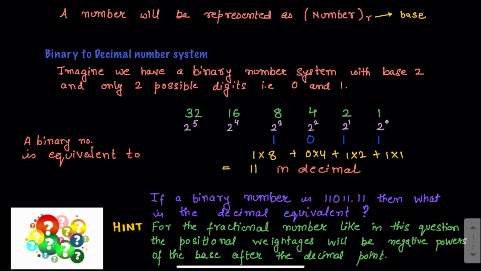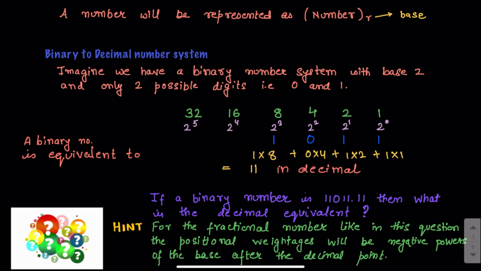So if you have a binary number, let's say 1011, then we write it corresponding to the positional weightages and we get that the equivalent answer for this is 1 into 8 plus 0 into 4 plus 1 into 2 plus 1 into 1. So you see, we are just following the decimal number system process, but this time we have different positional weightage depending on the base of the number.